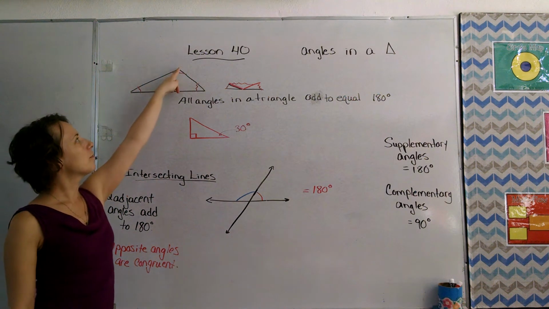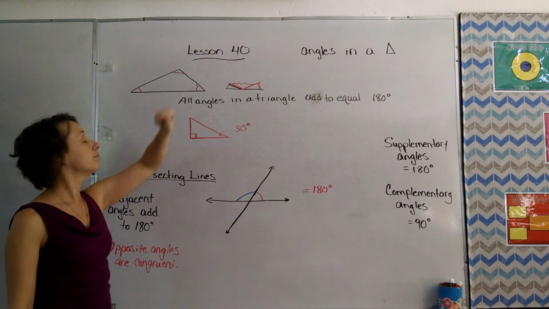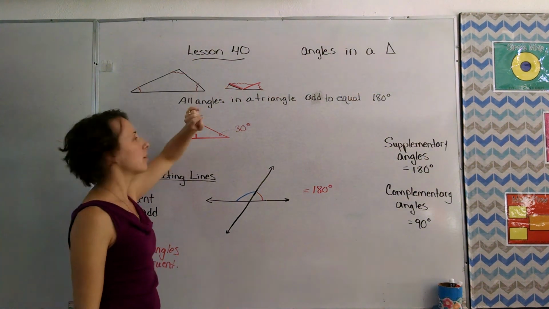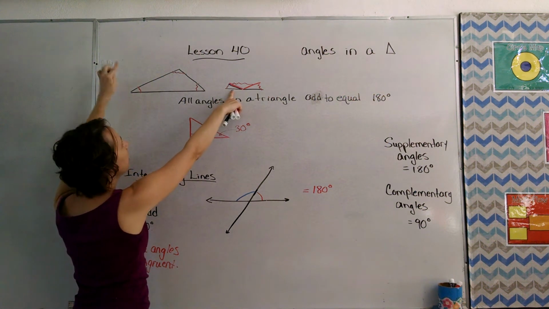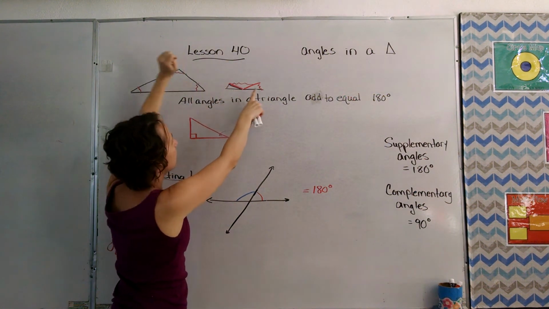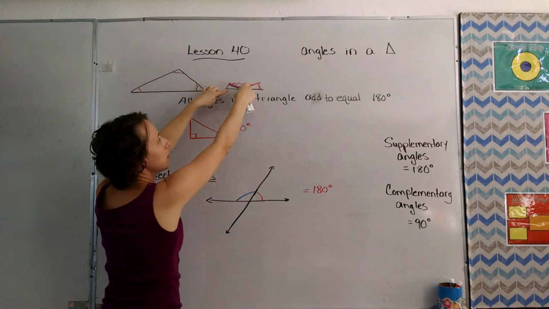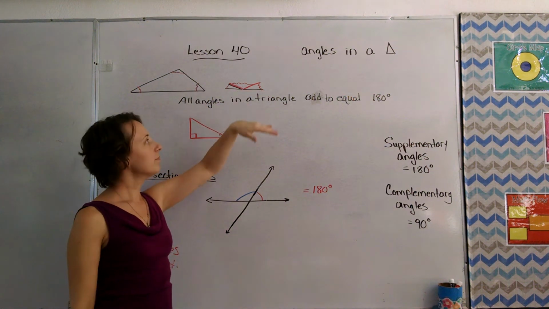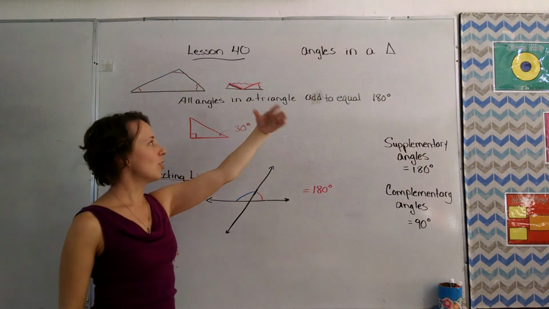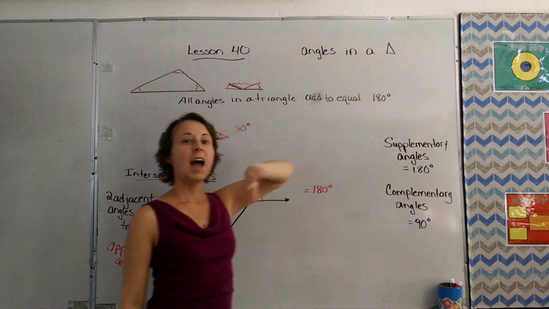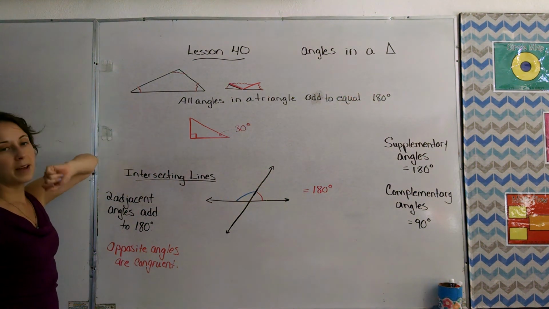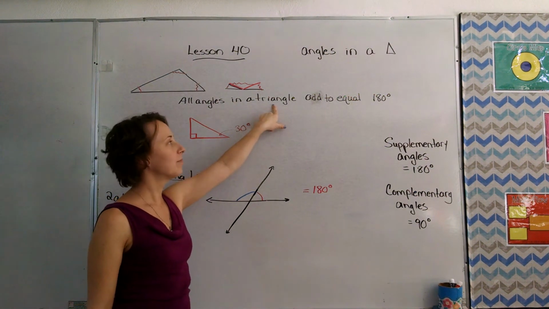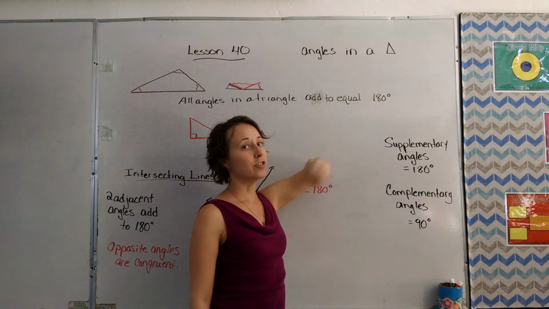If I cut off, and this works for any triangle, if I cut off all 3 angles of a triangle, and I stick them together, so I cut off this angle and I stuck it here, I cut off this top angle and I flipped it over and I stuck it there, and I cut off this angle and I moved it over and I stuck it there. They will all fit together to make a straight line. A straight line, as you know, is 180 degrees. If all 3 angles can go together to make a straight line, that means all angles in a triangle add to equal 180 degrees.